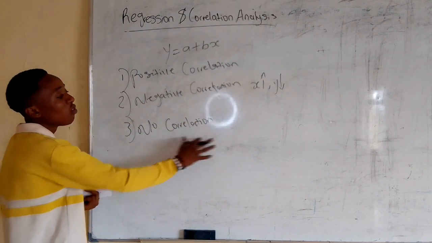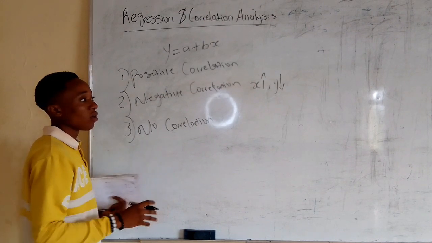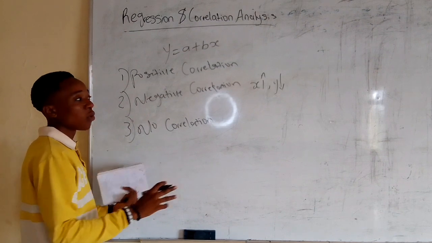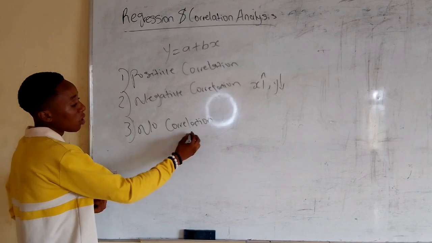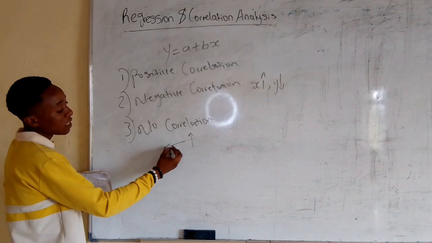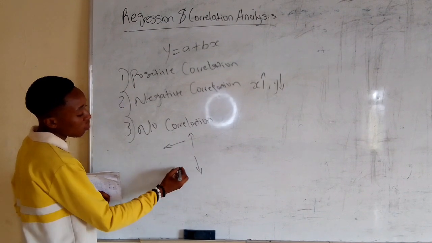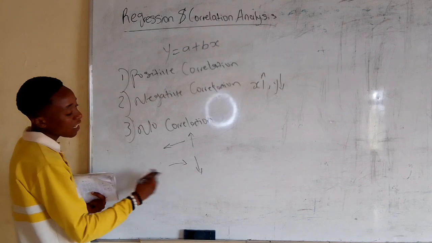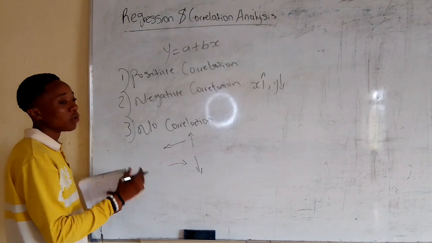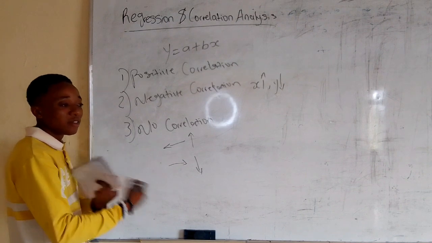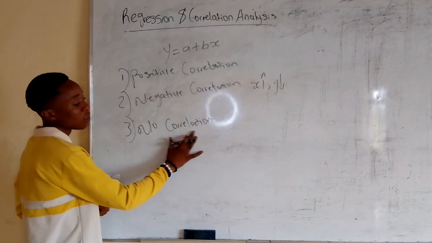Then no correlation is when x doesn't cause a change in y at all, and y does not cause a change in x at all. They are not related in any way. So if x is moving up, y could be moving sideways. If x is moving downward, y could be moving in any other way. Their directions are not correlating. They are not moving in the same direction, and they are not moving in the opposite direction. They are just moving differently. They have no correlation. That is what no correlation is all about.